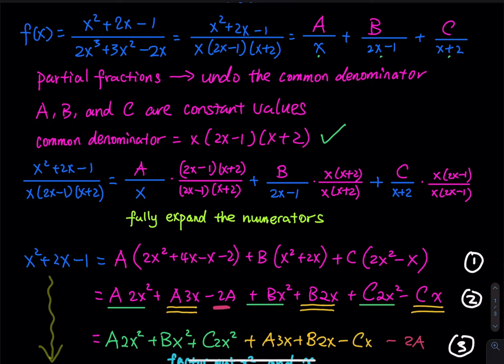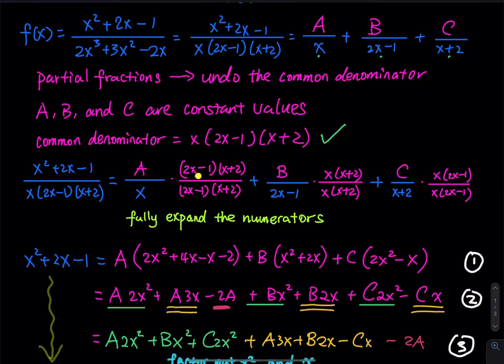And then what is the next step? The next step is, now that the bottom has the common denominator, on the top you have to fully expand everything. So first things first, you have to take a times 2x minus 1 and then x plus 2, and you have to open up the two products.